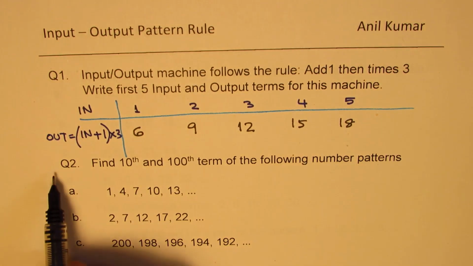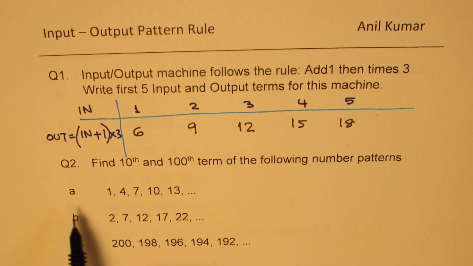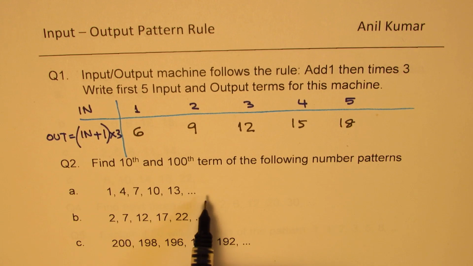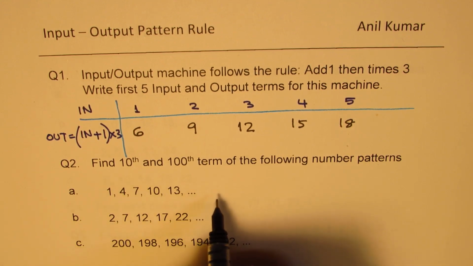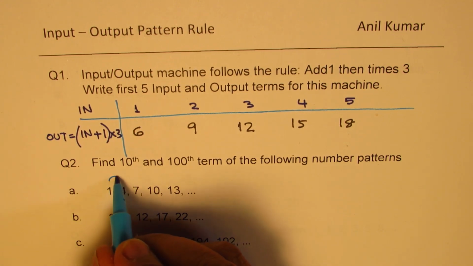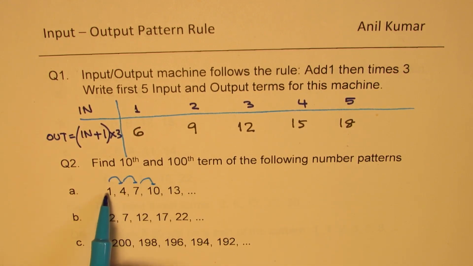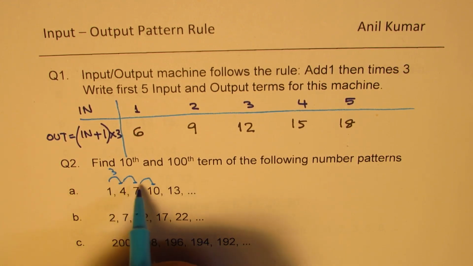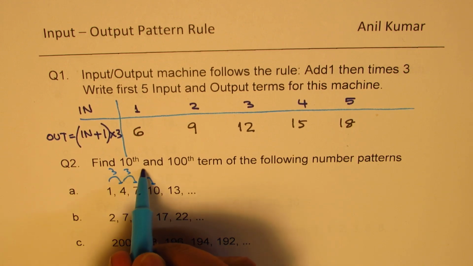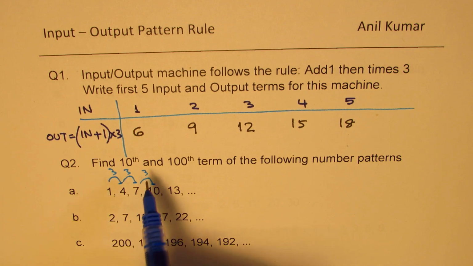Clear? Question number 2. Find the 10th and the 100th term for the following number patterns. So we have a number pattern 1, 4, 7, 10, 13. We should write the explicit pattern rule first, right? How do we get the pattern rule? Now what do we notice here is that each number increases by what amount? 1 to 4, it is by 3, 4 to 7, again 3. So we are adding 3 each time. So our rule will involve 3.